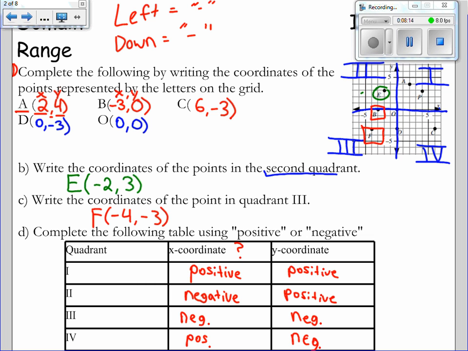That's good information to know, because if someone ever tells you there's a point in quadrant 3, you know the x and the y values both have to be negative. It's just a good way to be able to consider where things are on a plot, on a Cartesian plane.